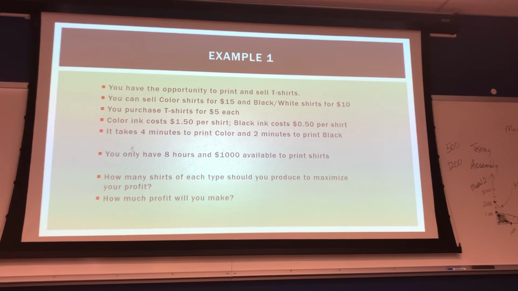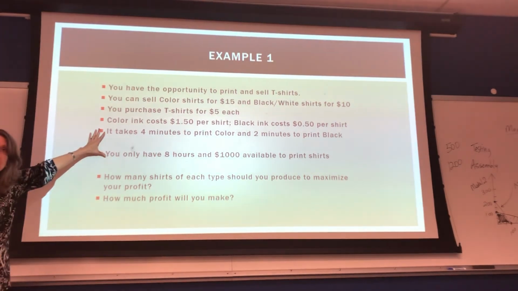The color is layering different colors, and so the ink costs $1.50. The black is just one layer of ink, it costs 50 cents for the ink. It takes longer to layer and print the ink, so it takes 4 minutes to do the color shirts, 2 minutes for the black and white shirts. We have 8 hours available to us on whatever machine does the printing. Okay? And we have $1,000 available in cash.